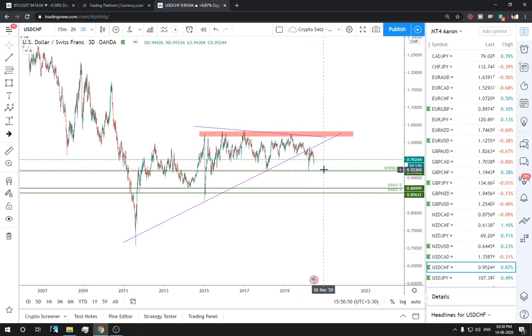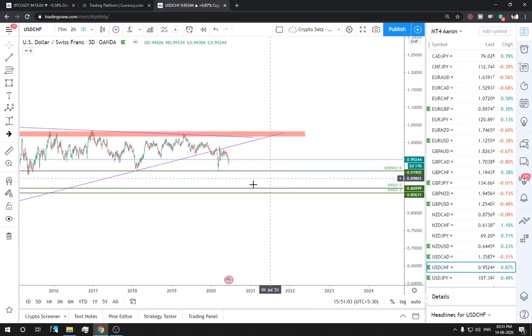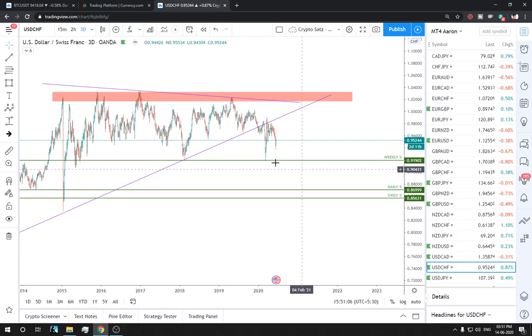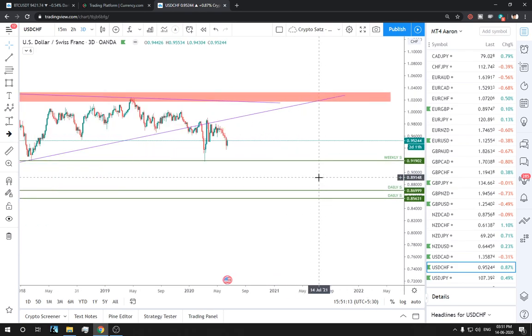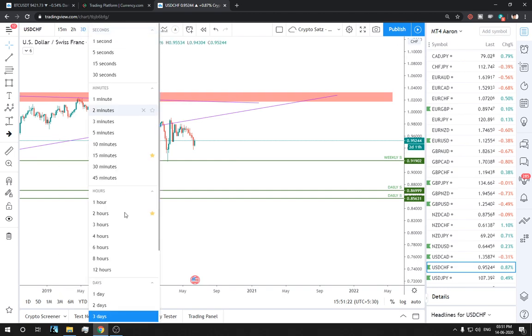and we broke it down, but we are currently, this weekly support is being respected very well. So we might see a triple bottom. We already have a triple bottom, sorry, but if price dumps this, I don't think this will hold, and this will roll over to this daily support. So there is not a strong bounce on this one.